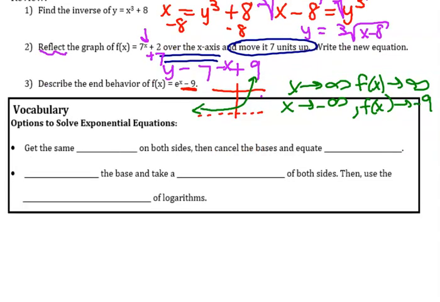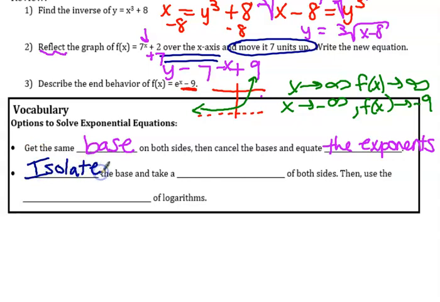Now let's get rocking with our lesson today. We're solving exponential equations, so we're going to have some equal signs. Get the same base on both sides, cancel the bases, and equate the exponents. We want the same base so we can make the exponents equal. Otherwise, we're going to isolate the base, take a log of both sides, then use the properties of logarithms.